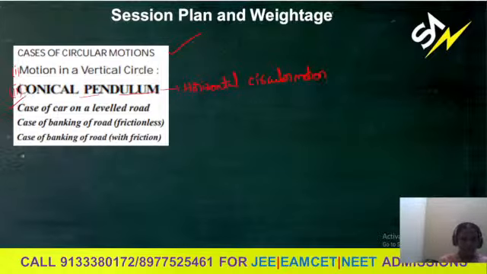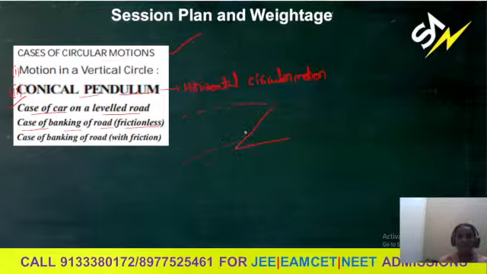Next, car in a circular motion, that two different cases. Case of a car on a level road, it is in the circular path only. The path is leveled, means the level of the road is flat. Next case of banking of road, frictionless, means smooth surface. Banked road means the outer surface of the road is a little up than the inner surface, like this.